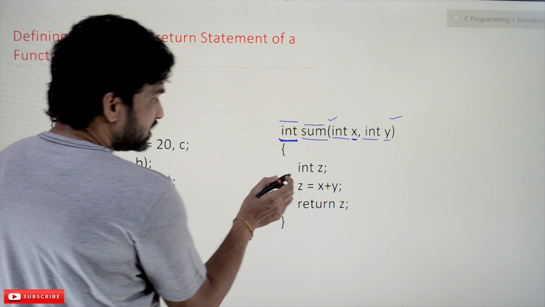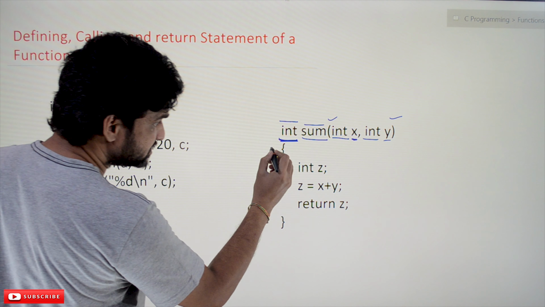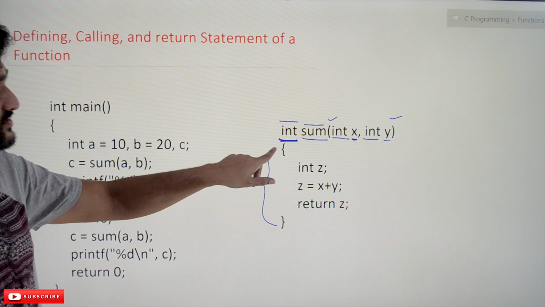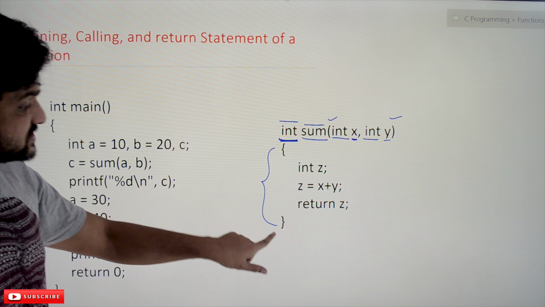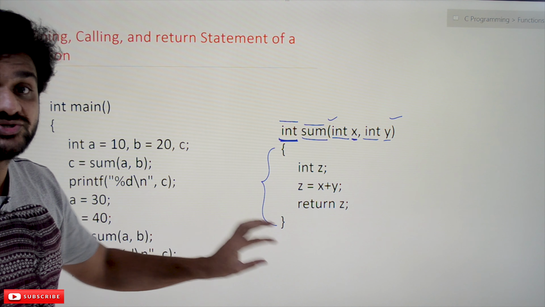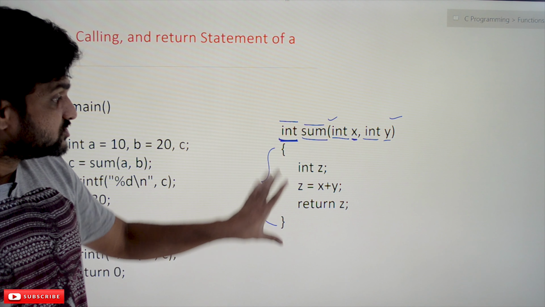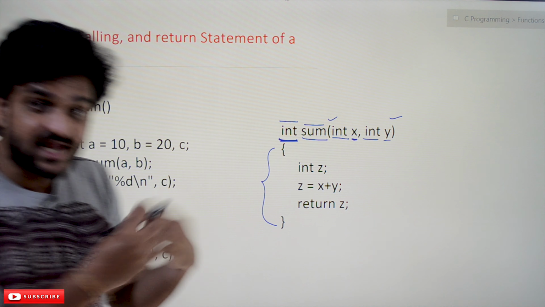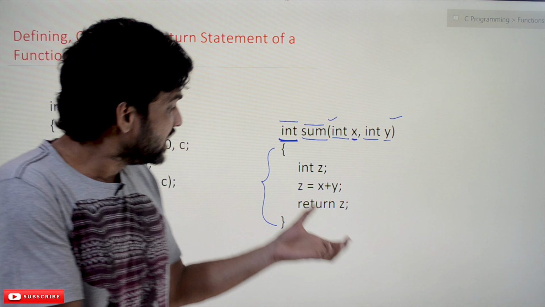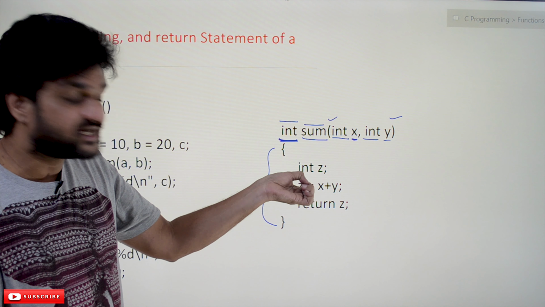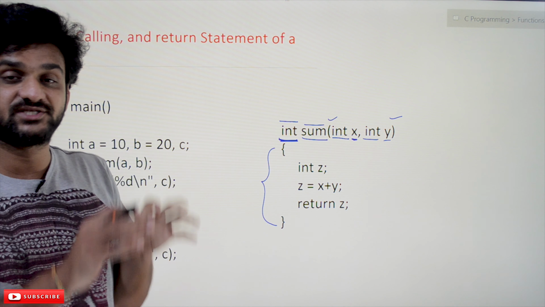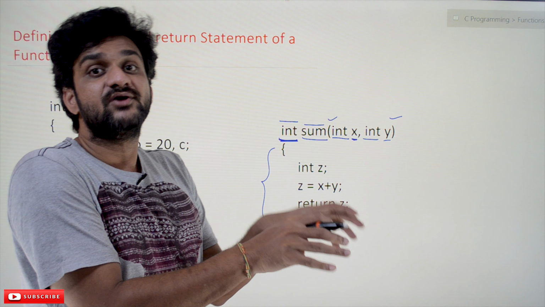Okay, so now this is the body of the function. The body of the function is going to start with an open flower brace, and it is going to end with a closed flower brace. Within this, we need to give all the statements. The functionality of the function has to be provided within these braces. This is what we call the body of a function. So this is how we are going to define a function.